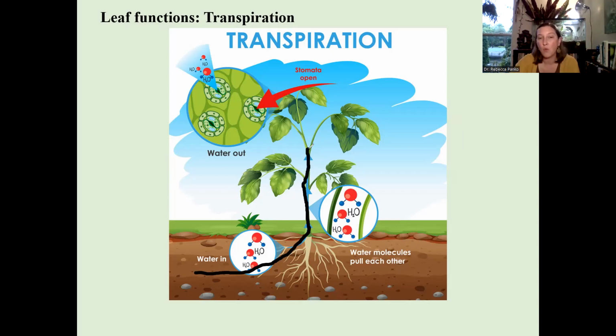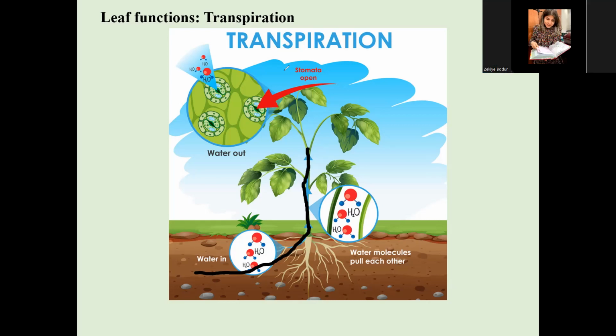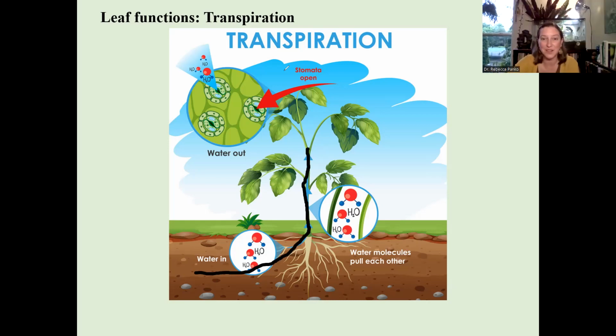Does anyone remember what tissue the water is going to move through from the roots to the leaves? Covered a few different complex tissues last time. Is it xylem? Yes, great job. Yes, so the xylem, right? So the water is going to enter the roots, move through the plant via the xylem tissue, which is part of the vascular tissue. And eventually the water is going to make it to, let's go to this one, a leaf.